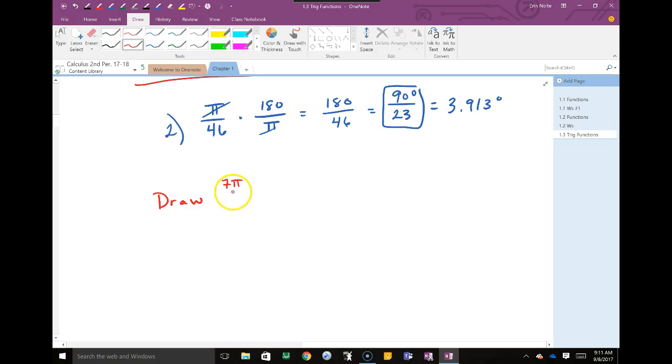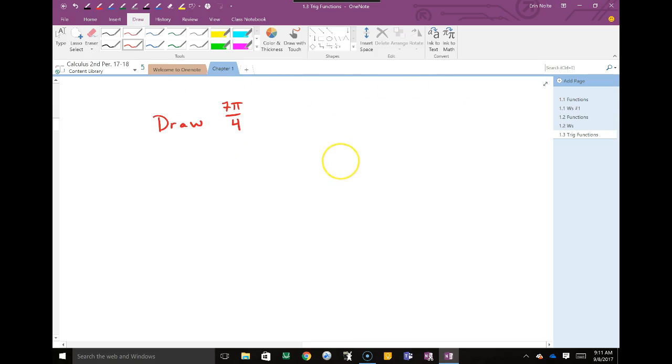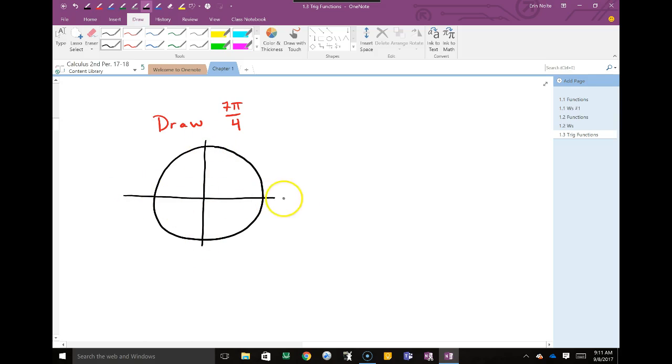7 pi over 4. Can you draw a radian angle? Do you remember how to do it? Okay, yeah, you think of it like a unit circle. So you take your little circle and you draw a coordinate grid through it.